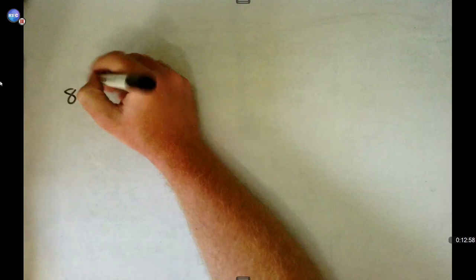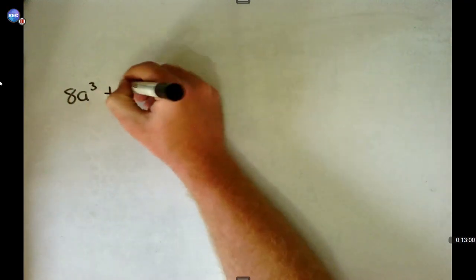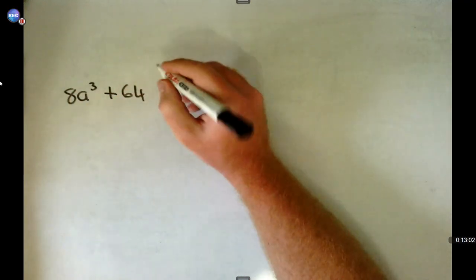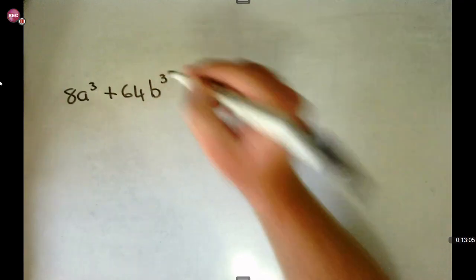Here's our next question. There we go. So 8a cubed plus 64, and we've got b cubed as well there.